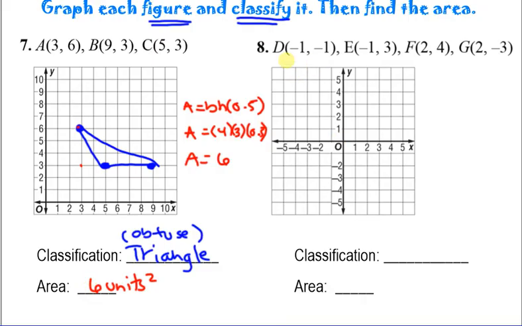Let's try this one here. So we have negative 1, comma, negative 1. Then we have negative 1, positive 3. Then we have 2, comma, 4. And then we have 2, comma, negative 3. Okay, connect all your lines.